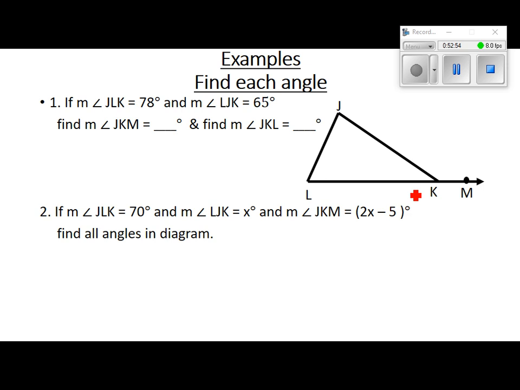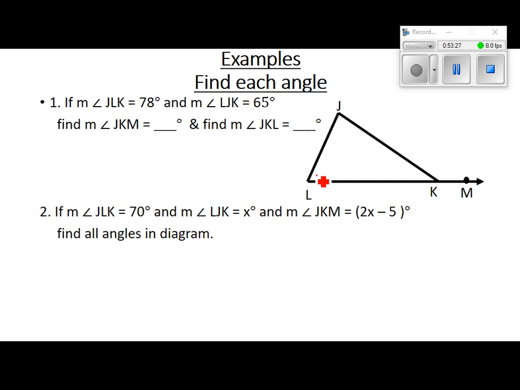If the measure of angle JLK is 78 degrees, where is angle JLK at? What did you say? Where is angle JLK located? At L, the vertex of L. Does everybody agree with that? Yeah.